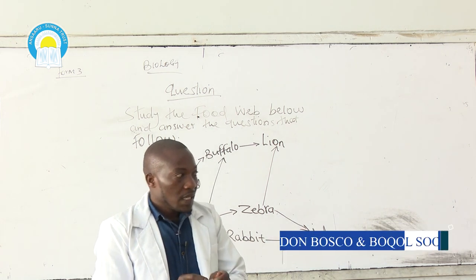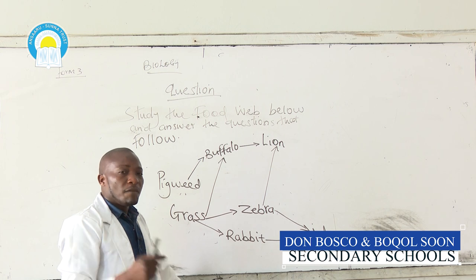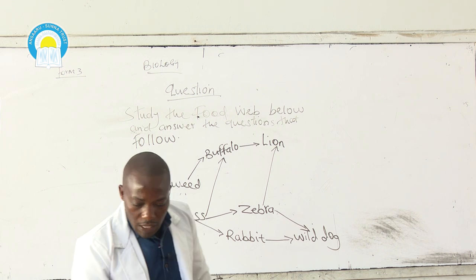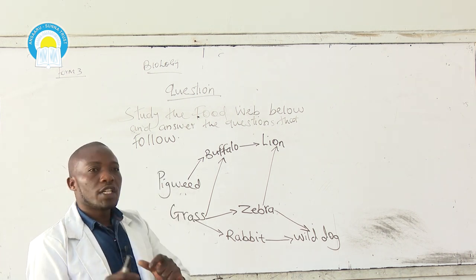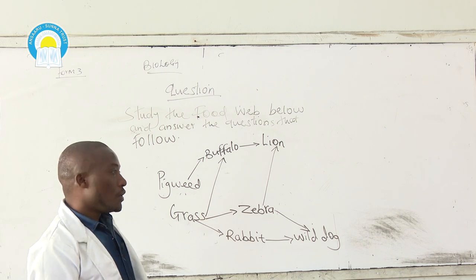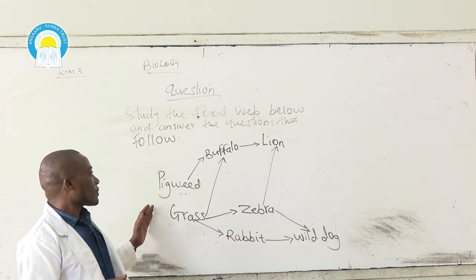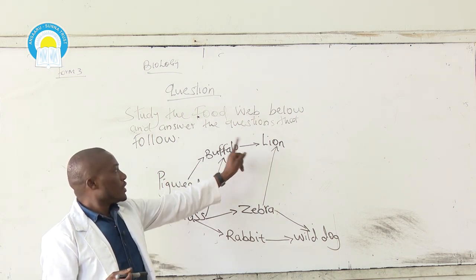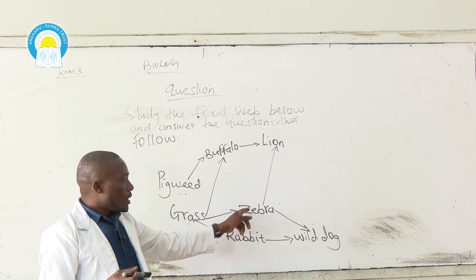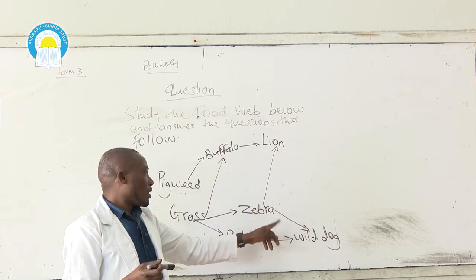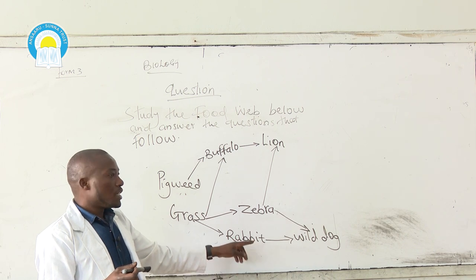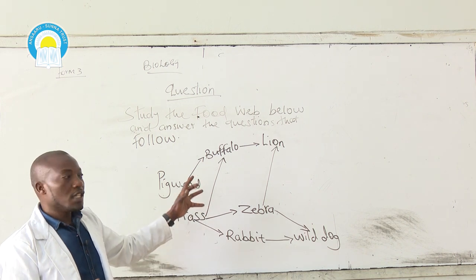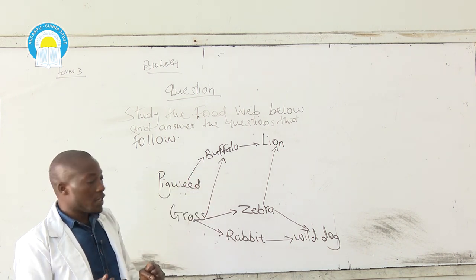So we said that in an ecosystem, when constructing either a food web or a food chain, the arrow shows the direction of energy flow. So the buffalo are eating pigweed. The lion is eating the buffalo. The lion eats zebra. The wild dog feeds on zebra. The wild dog can also feed on the rabbit. The rabbit can also feed on the grass. The zebra can also feed on the grass. So you are seeing these are several interconnecting food chains which make up the food web.